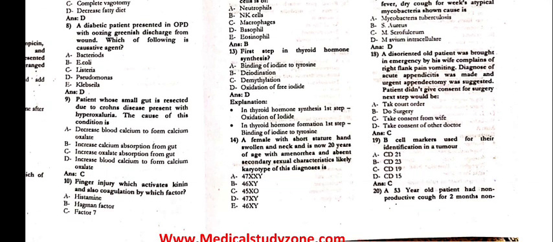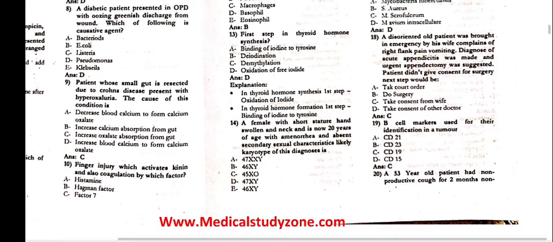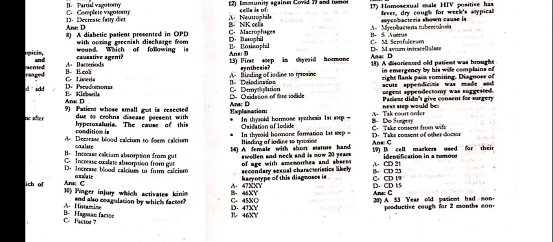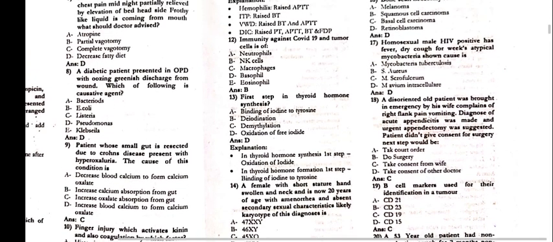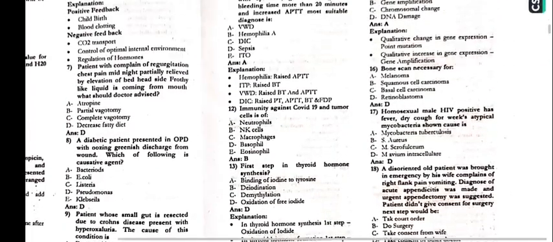13, the first step in thyroid hormone synthesis is oxidation of free iodide. Question number 14, the female with short stature, swollen hands and neck, now 20 years of age with amenorrhea and absent secondary sexual characteristics. This is basically 45 XO, Turner syndrome.